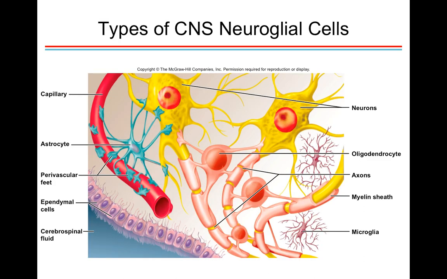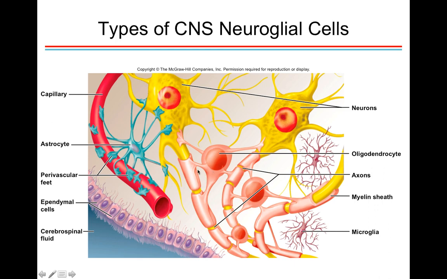So if we look at the glia in the central nervous system, they are actually quite distinct and different than the glia found in the peripheral nervous system. So let's take a closer look at some of these. In the peripheral nervous system, I mentioned to you that the Schwann cells have the ability to myelinate the axons. And in contrast, in the central nervous system, we have oligodendrocytes that perform this function.